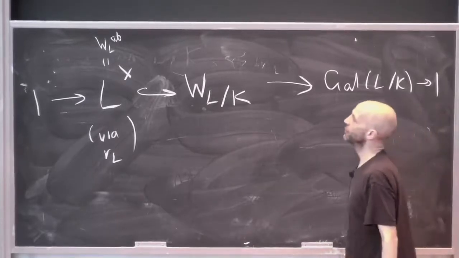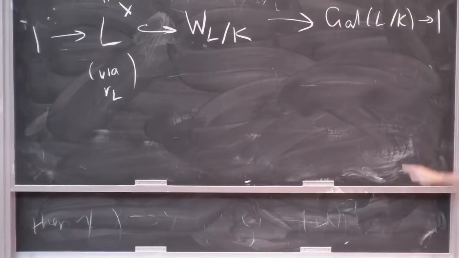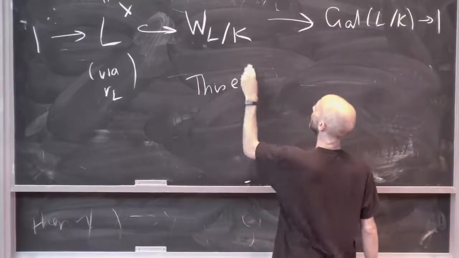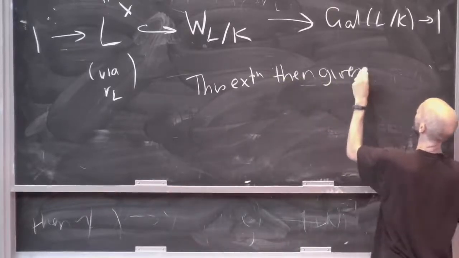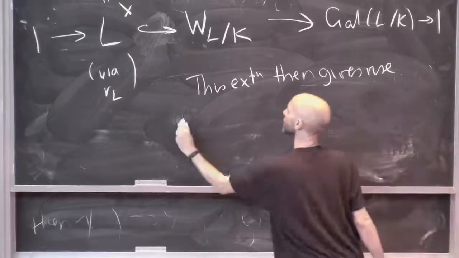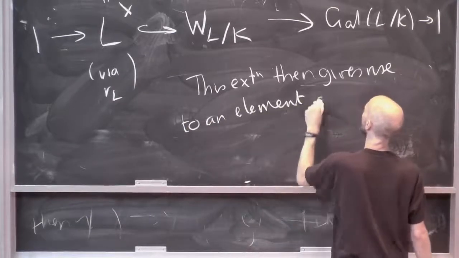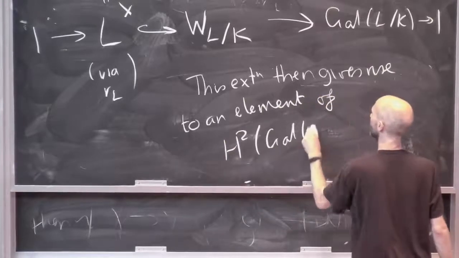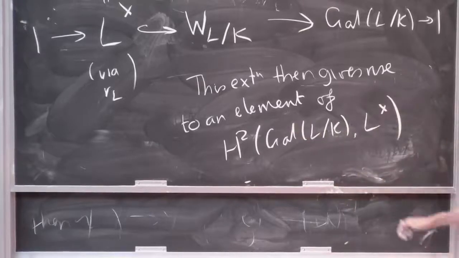Okay? And now if you know some kind of yoga of group cohomology, this extension gives rise to an element of H2 of Gal(L/K) with coefficients in L star. So Gal(L/K) acts naturally on L star, and it turns out that this is the action here.